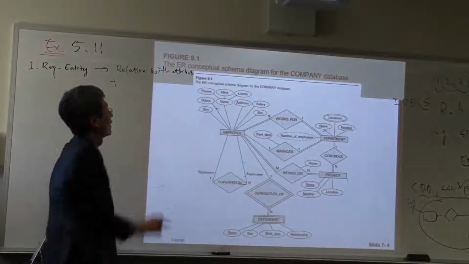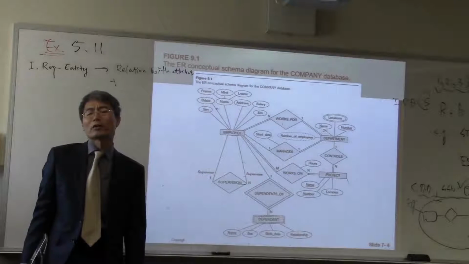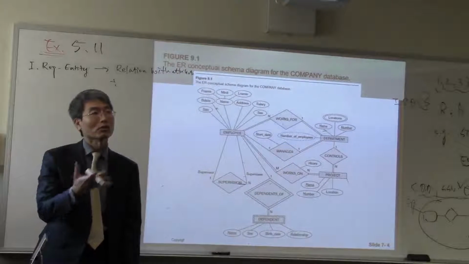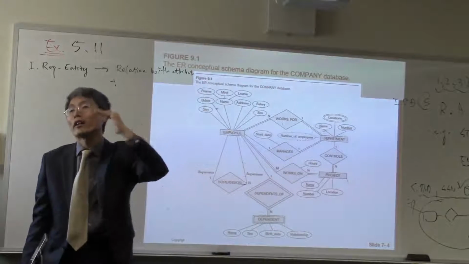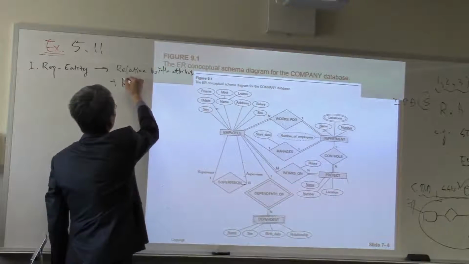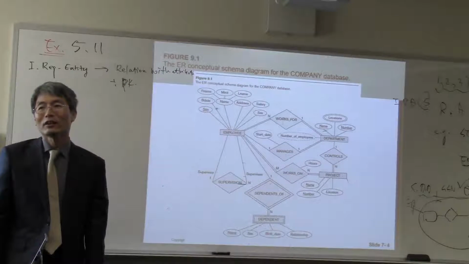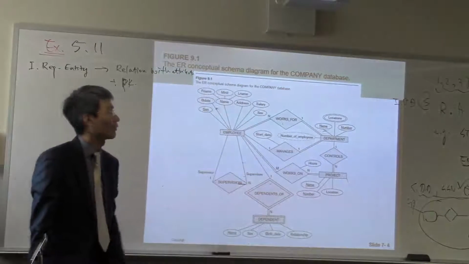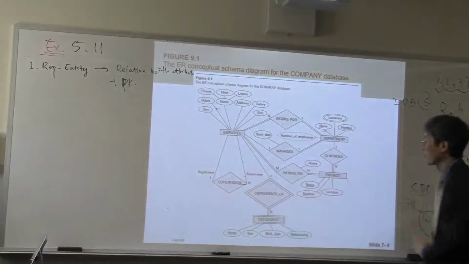Plus, among the key attributes, how many key attributes are there for each entity? Sometimes 0, sometimes 1, sometimes many. But a regular entity has at least one key attribute, right? We need to select one of them as the primary key. For example here, it's obvious social security number is the primary key of the employee. And here, the name and number.